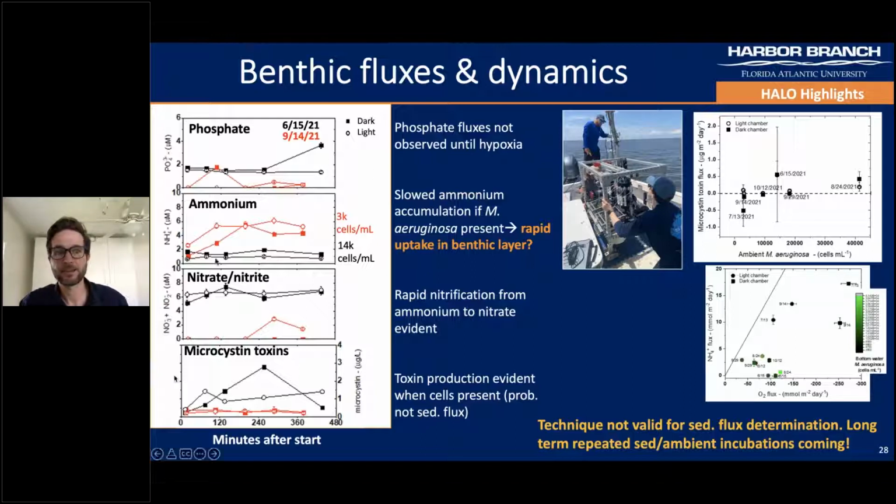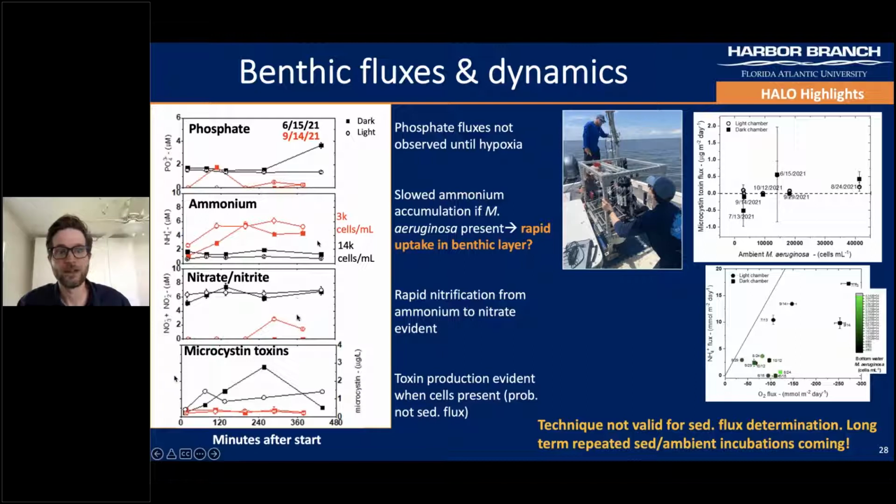Now, ammonium, this was the one that really stands out. When you don't have many Microcystis cells present in the ambient water, you see ammonium accumulate in the chamber. When you do have Microcystis present, you don't see ammonium accumulate in the chamber, likely because they're rapidly taking up that ammonium. So even just a few cells are able to suck up what would otherwise be an ammonium flux coming from the sediments into the water column.